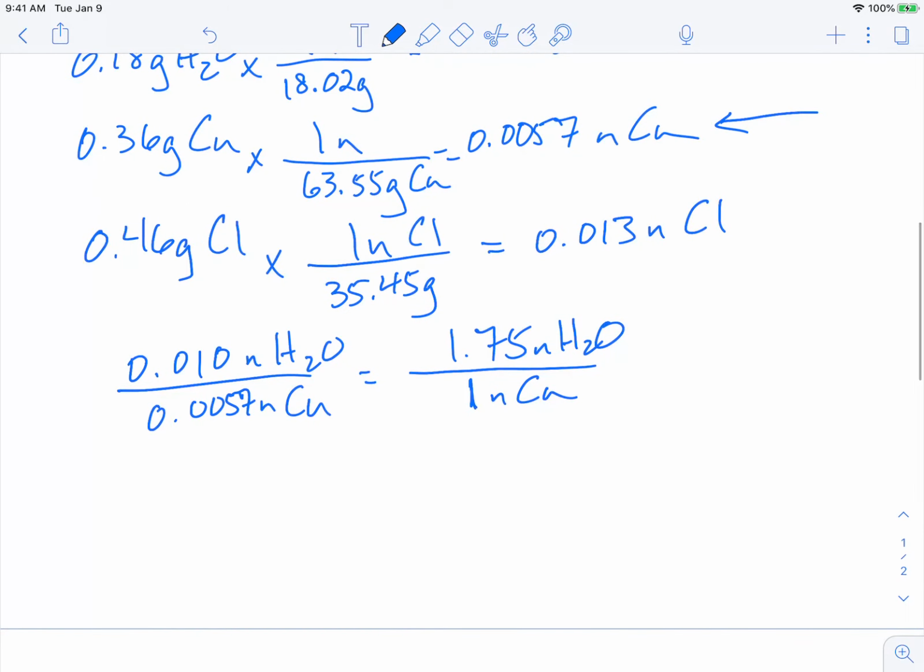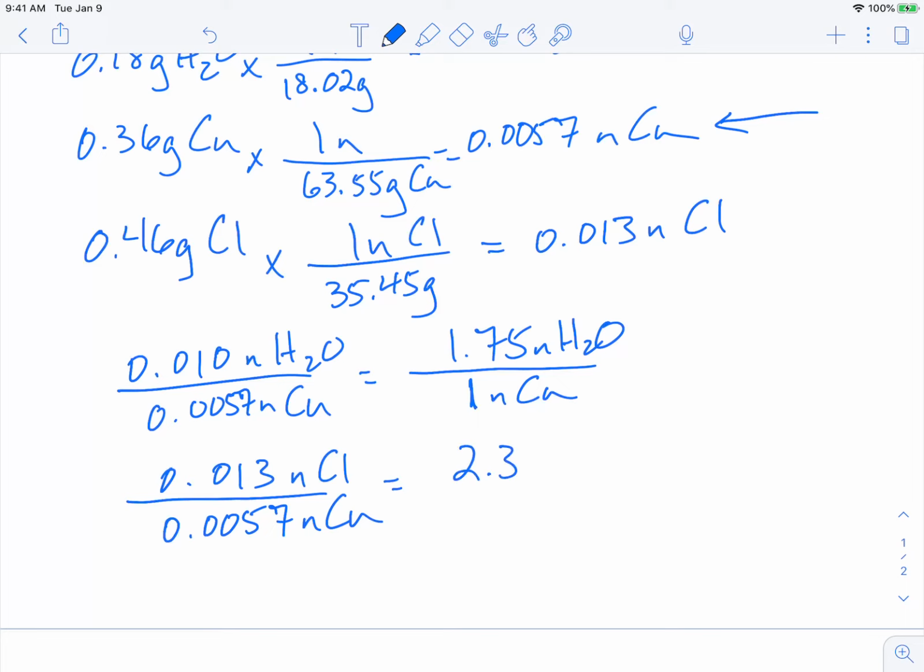And then similarly, what we're going to do is take our 0.0057. Again, we're choosing that because it's the smallest number of moles, and divide it by 0.013 moles of Cl. So 0.013 divided by 0.0057 gives us around 2.3 moles of Cl for every 1 mole of copper.